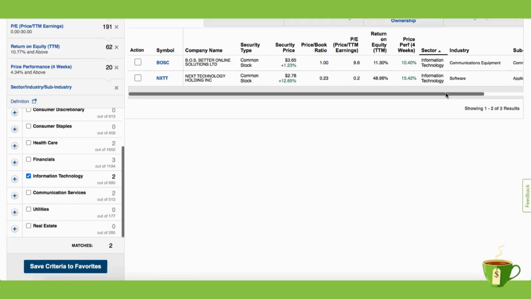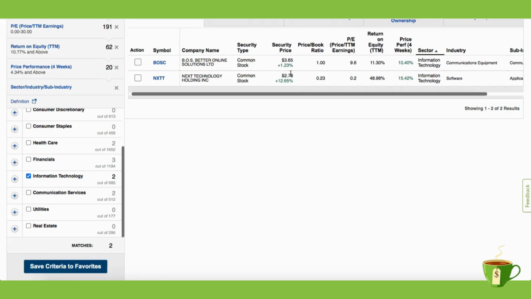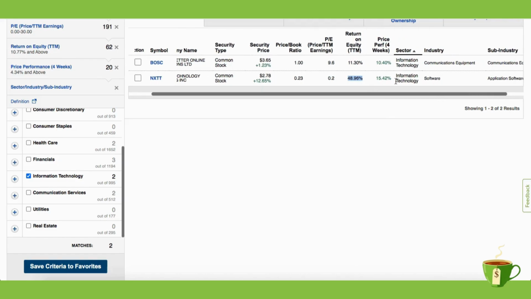These are a little more than I want to pay right now. I'm not saying they're not a good value because, for instance, Next Technology Holdings, its price represents about a fifth of what it's worth. Price to earnings, it's making a lot more money than the price reflects. The earnings it's making are not reflected in the price yet. Return on equity is huge, 50%, and it's up 15% over 4 weeks.